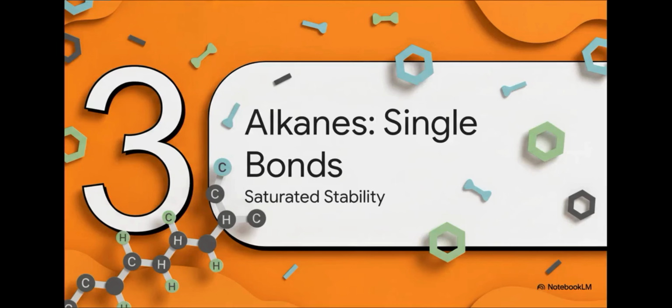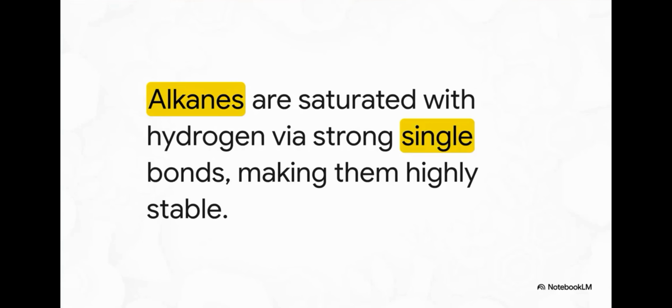Okay, Section 3, alkanes and single bond stability. So when we say saturated, what we really mean is that their carbon atoms are completely maxed out with hydrogen atoms via strong single bonds. We call these sigma bonds. Because there's literally no room left to add anything else without breaking those tough sigma bonds, alkanes are incredibly reliable and relatively inert. They don't just react with whatever they happen to bump into.